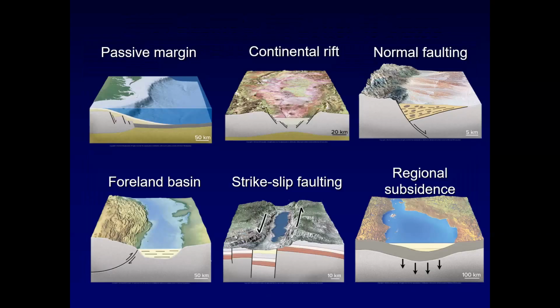A foreland basin as well forms where crust is warped by the weight of thrust sheets, and a depression forms in front of the thrusts. And then with strike-slip faulting, motion along the fault, especially near bends on the fault, can downdrop one block relative to another. Or you could just have regional subsidence, where you have broad regions that might drop in elevation due to cooling or movement of the underlying mantle.